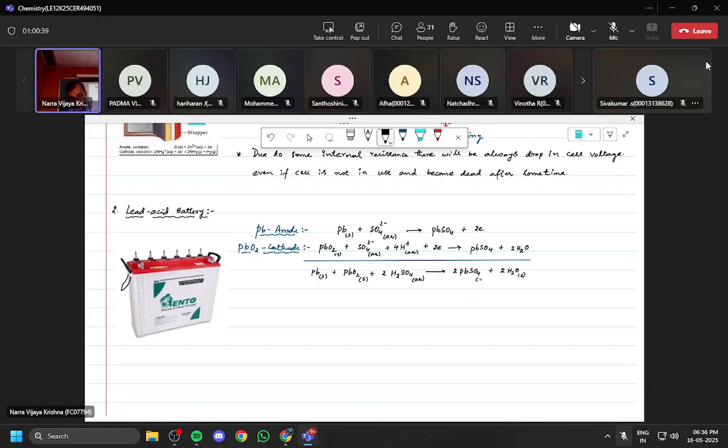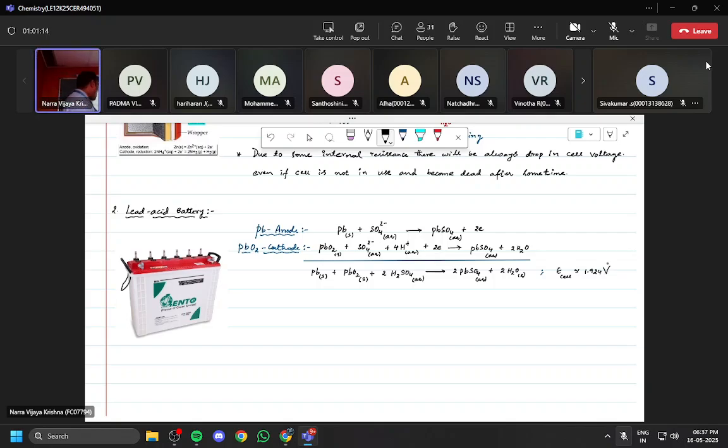Of course, lead sulfate is less soluble in water, no? So better can I write it as solid? Better I will write it as aqueous only because it is sparingly soluble. Right? And the voltage output here is approximately equal to 2 volts.